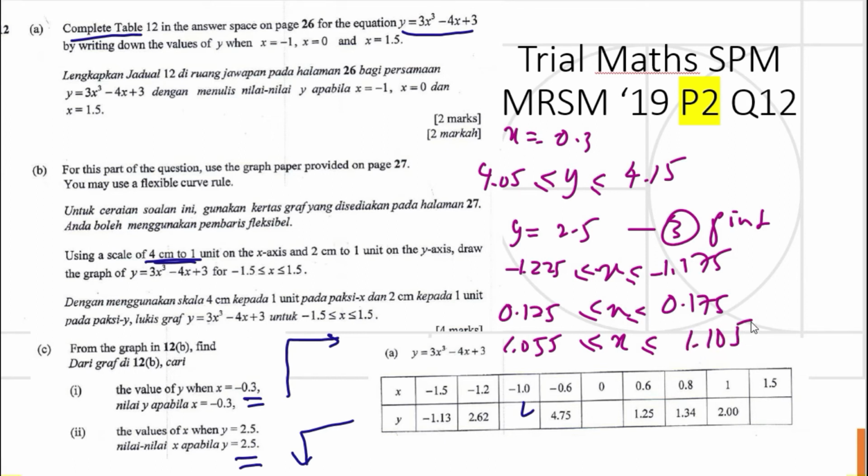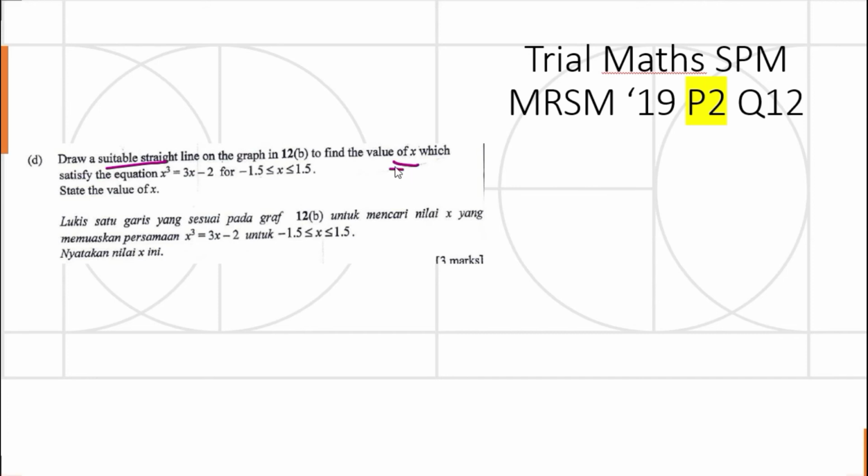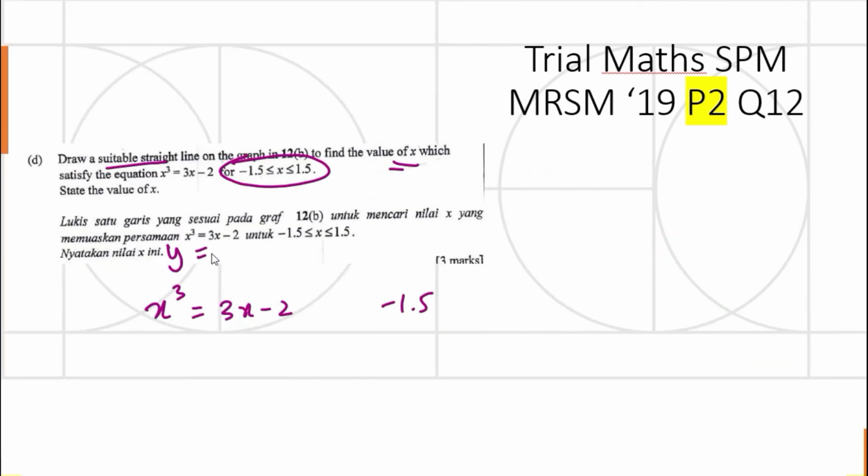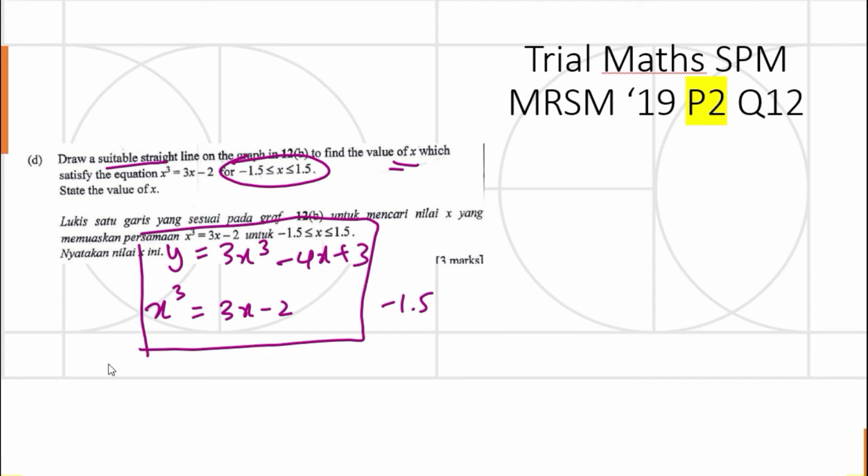Using a suitable straight line, find the value of x which satisfies the equation x cubed is equal to 3x minus 2 for negative 1.5 to 1.5. So we see here, y is equal to 3x cubed minus 4x plus 3. So we have to do substitution to get another equation, but then you have to rearrange it. So make sure x cubed with x cubed, x with x, and not x with not x.